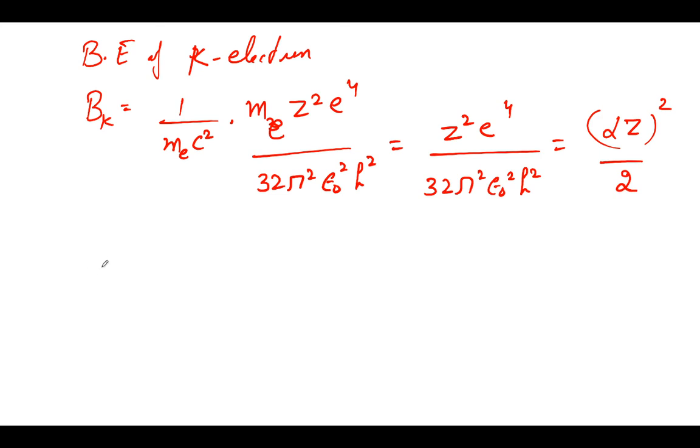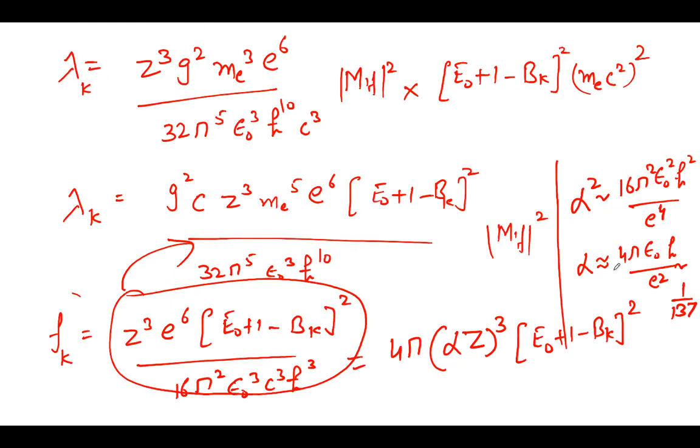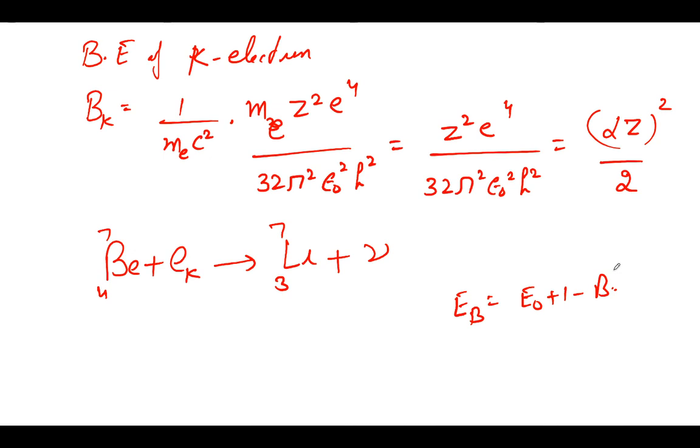So let us take a reaction. Beryllium 47 is capturing an electron from the K shell and being converted into lithium, and along with that a neutrino particle is being emitted. In this reaction, experimentally it is found that the transformation energy, that is Eb, is equal to E naught plus 1 minus Bk, the equation which we have used.